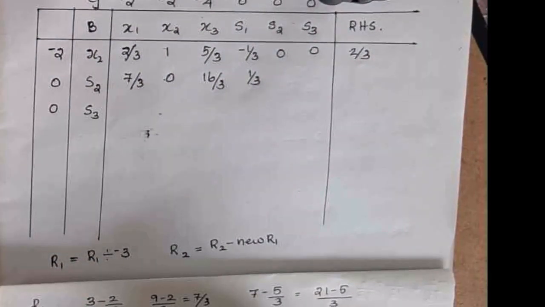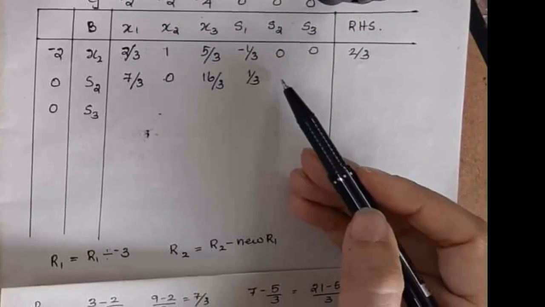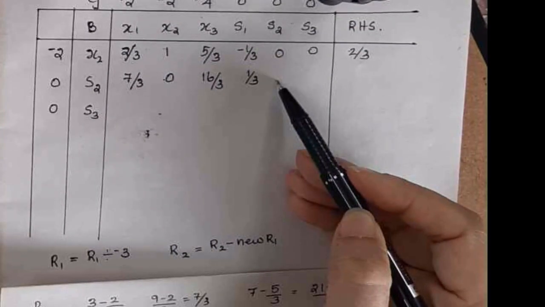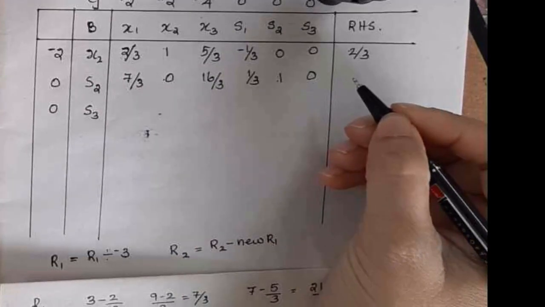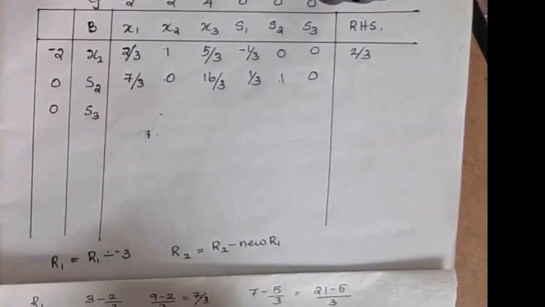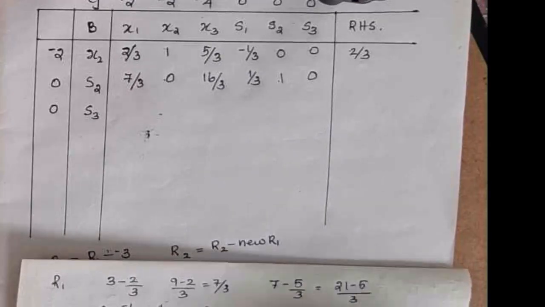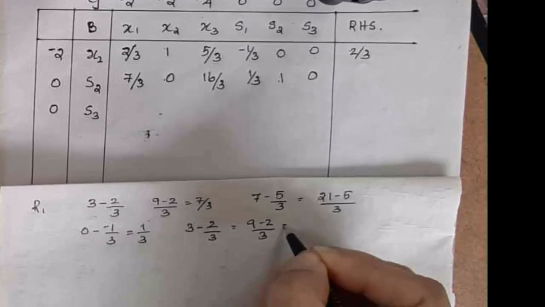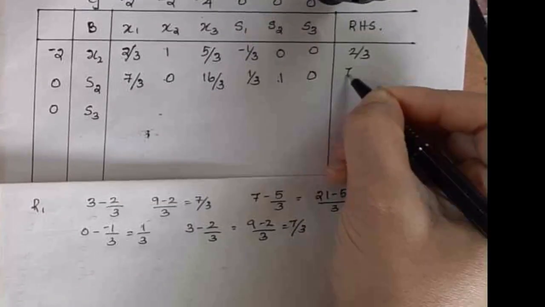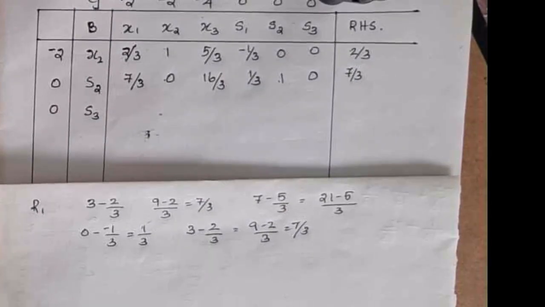Then you have corresponding to S2 in the old column, it is 1. 1 minus 0 is 1. 0 minus 0 is 0. And then 3 minus 2 by 3. It is equal to 9 minus 2 by 3 equal to 7 by 3. So this is 7 by 3. So you got the second row.